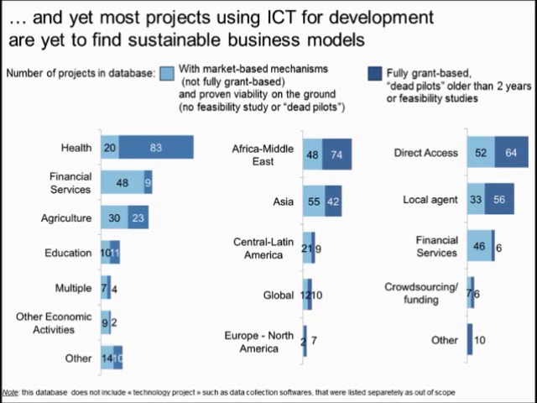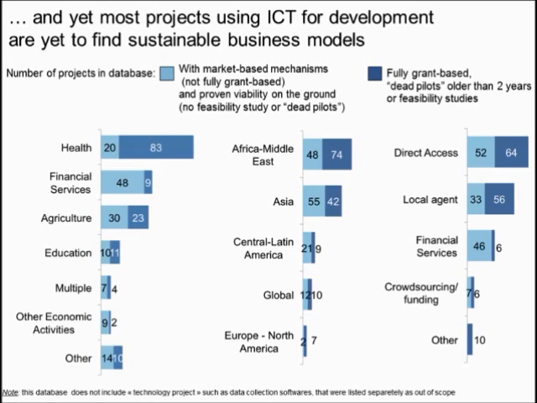ICT is no silver bullet, and that is actually, let's say, proven by the study, because most projects using ICT for development are yet to find sustainable business models. What you see here on the left side is a clustering of the projects in the sectors. So, for example, in the health sector, you can see that only 20 out of the 103 projects used really a market-based mechanism.